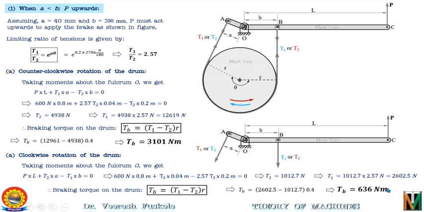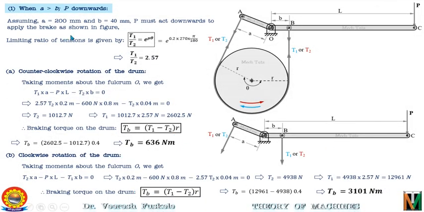So we can observe that in this case TB is more in counterclockwise rotation. So for the same force applied, counterclockwise rotation of this configuration will be more effective as discussed earlier. So when A is less than B, the counterclockwise rotation of the drum will be more effective. And you can observe one more thing, that the value of braking torque in this configuration obtained in the counterclockwise direction was similar to the value of the torque obtained in the previous configuration, that is when A is greater than B, in the clockwise direction. So the value of torque is just interchanged by the direction of rotation of the drum.